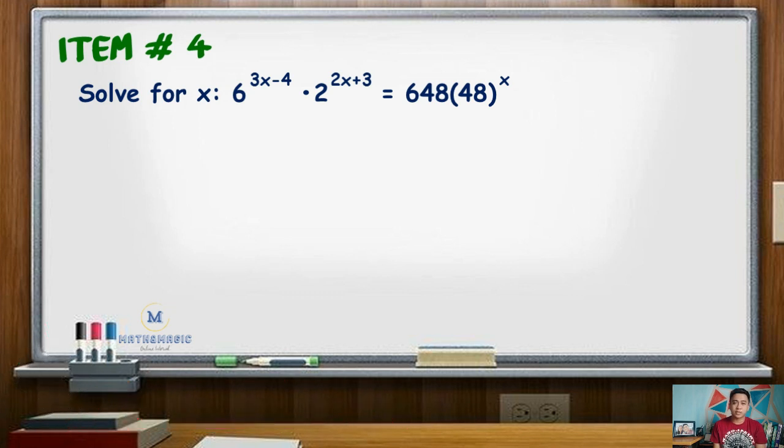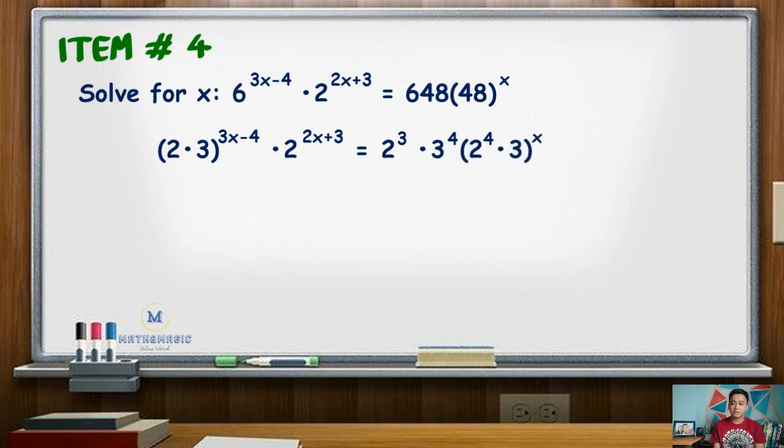Doing that in this equation, for 6 we have base of 2 times 3 raised to 3x minus 4. Since 2 is already a prime number, we will just copy it. Equals, for 648, that is a product of 2 cubed times 3 raised to 4. For 48, we have 2 raised to 4 times 3.